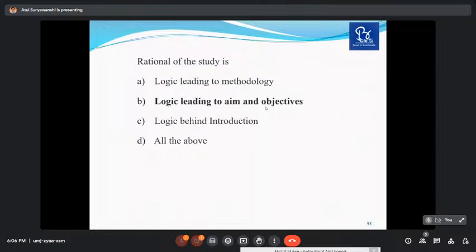The next question here in this series. Rationale of the study is logic leading to methodology, logic leading to aim and objectives. So rationale of the study is a logic leading to aim and objectives. Okay, this is the rational thinking when we think about the aims and objectives of the study.